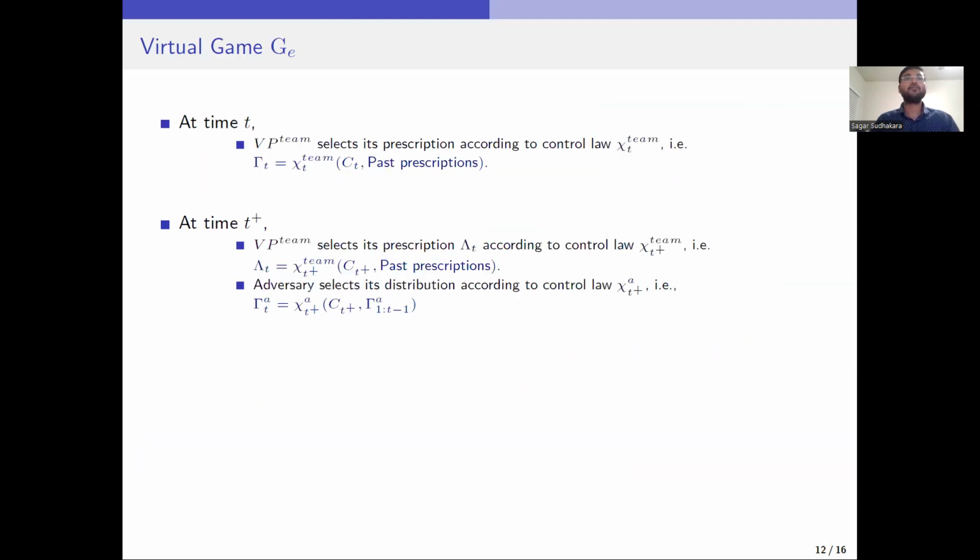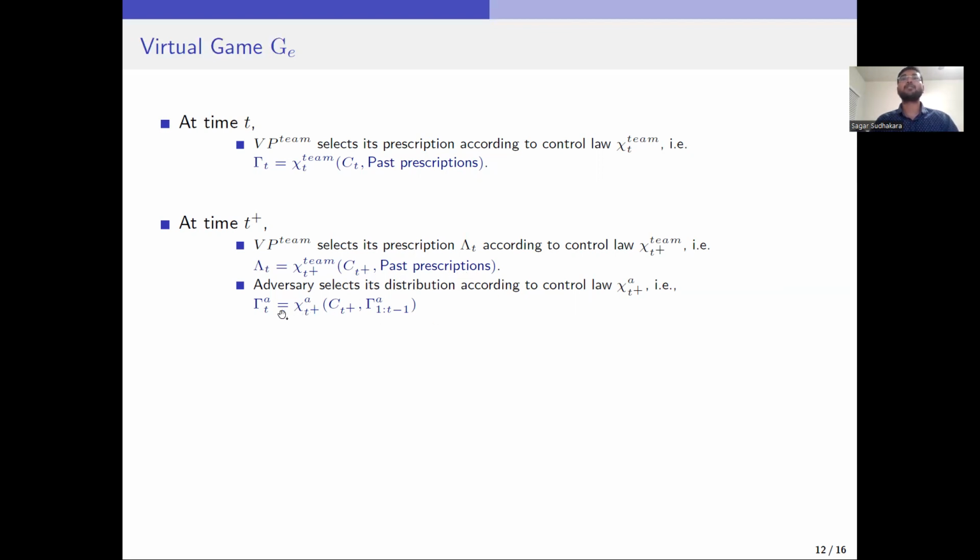Now at time T, the VP team selects its prescription according to a control law, chi team T. And this prescription gamma T is nothing but chi team T of CT comma past prescriptions. So CT comma past prescriptions were the information available to the virtual player at time T. So we apply this control law over CT comma past prescriptions to obtain the prescription gamma T. Similarly, at T plus, we obtain the prescription lambda T by applying the control law chi team T plus on CT plus comma past prescriptions.